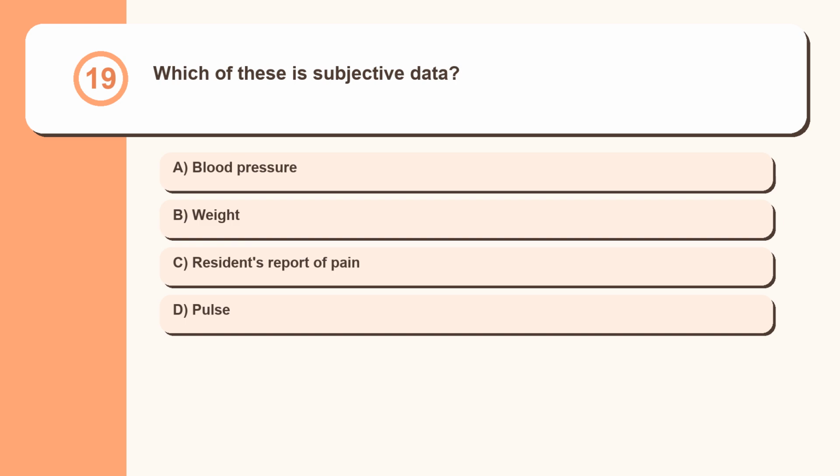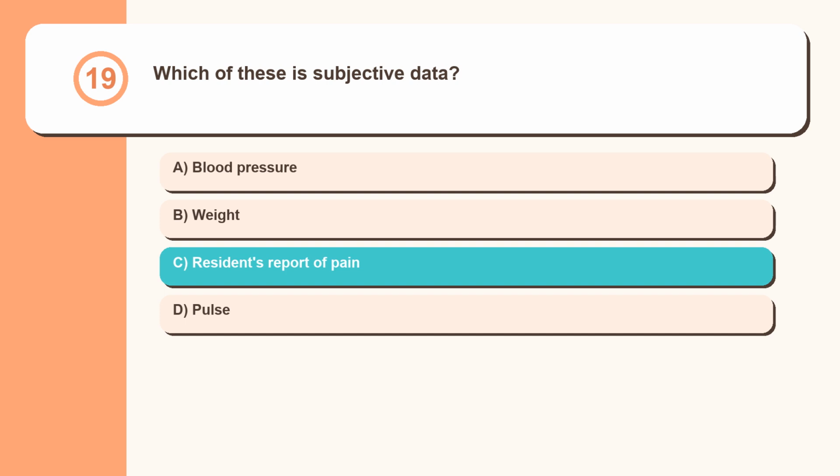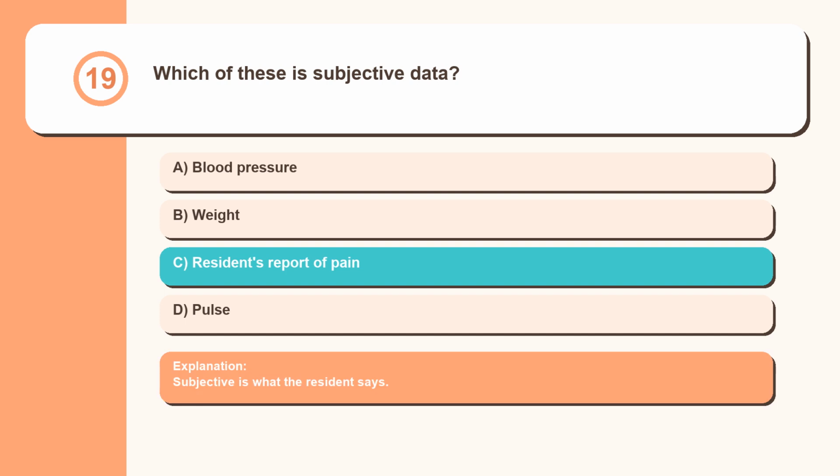Question 19. Which of these is subjective data? Blood pressure. Weight. Resident's report of pain. Pulse. Answer: Subjective is what the resident says.